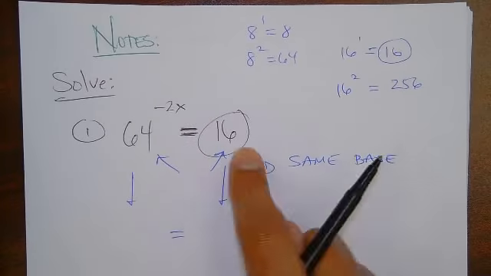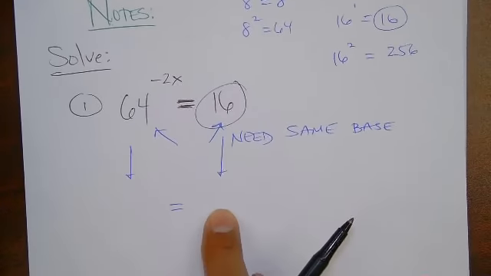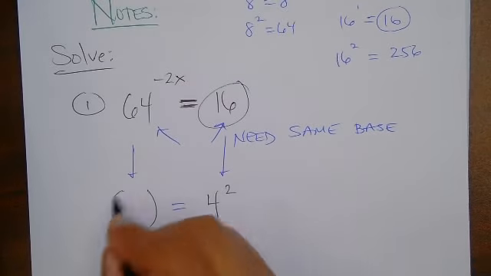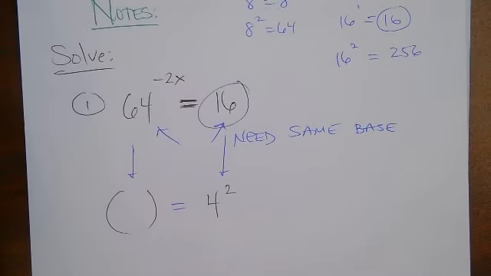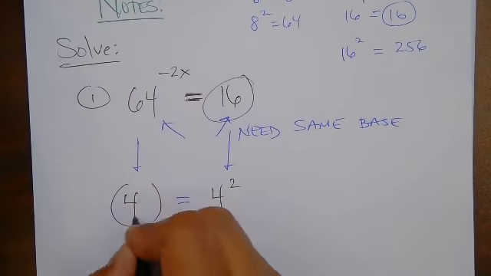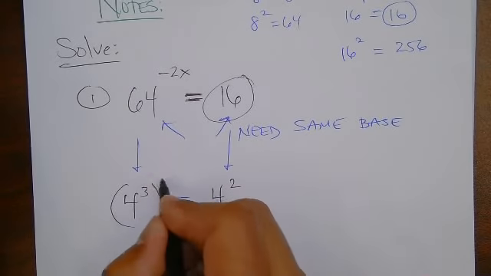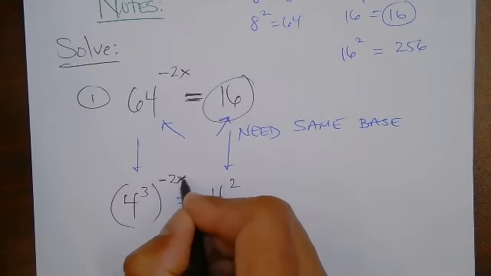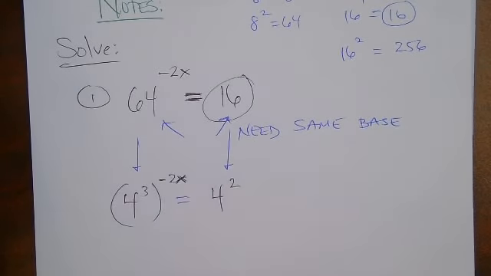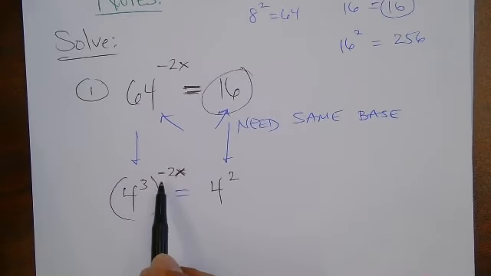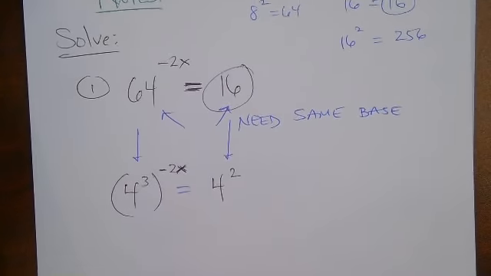It's 4. How do I write 16 with a base of 4? 4 squared, right? 16 is 4 squared. And how do I write 64 with a base of 4? 4 cubed. But now I got this exponent, and look, there's another one over here. The negative 2x is up there. You guys see it? So what happens with this exponent and this exponent? That's the power rule, isn't it? The power rule. That means you got to multiply this.